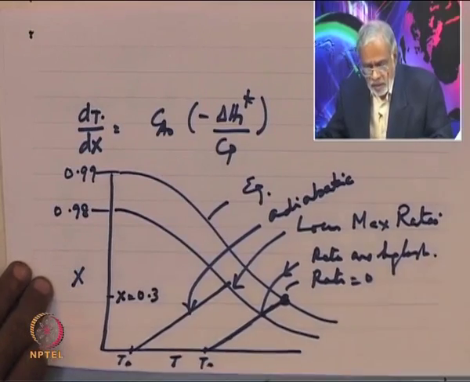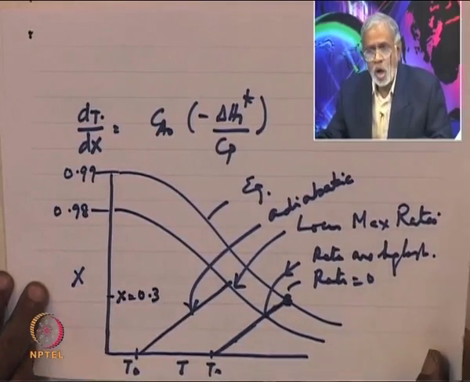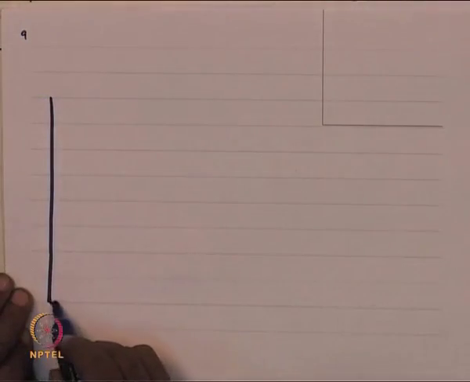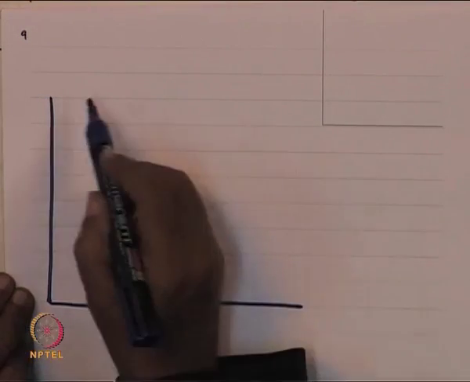So, our point in this practice exercise is, how do we go to higher and higher levels of reaction, levels of extents of reaction? That is what we would like to do. Let us see how to achieve this. We achieve this by recognizing the following.